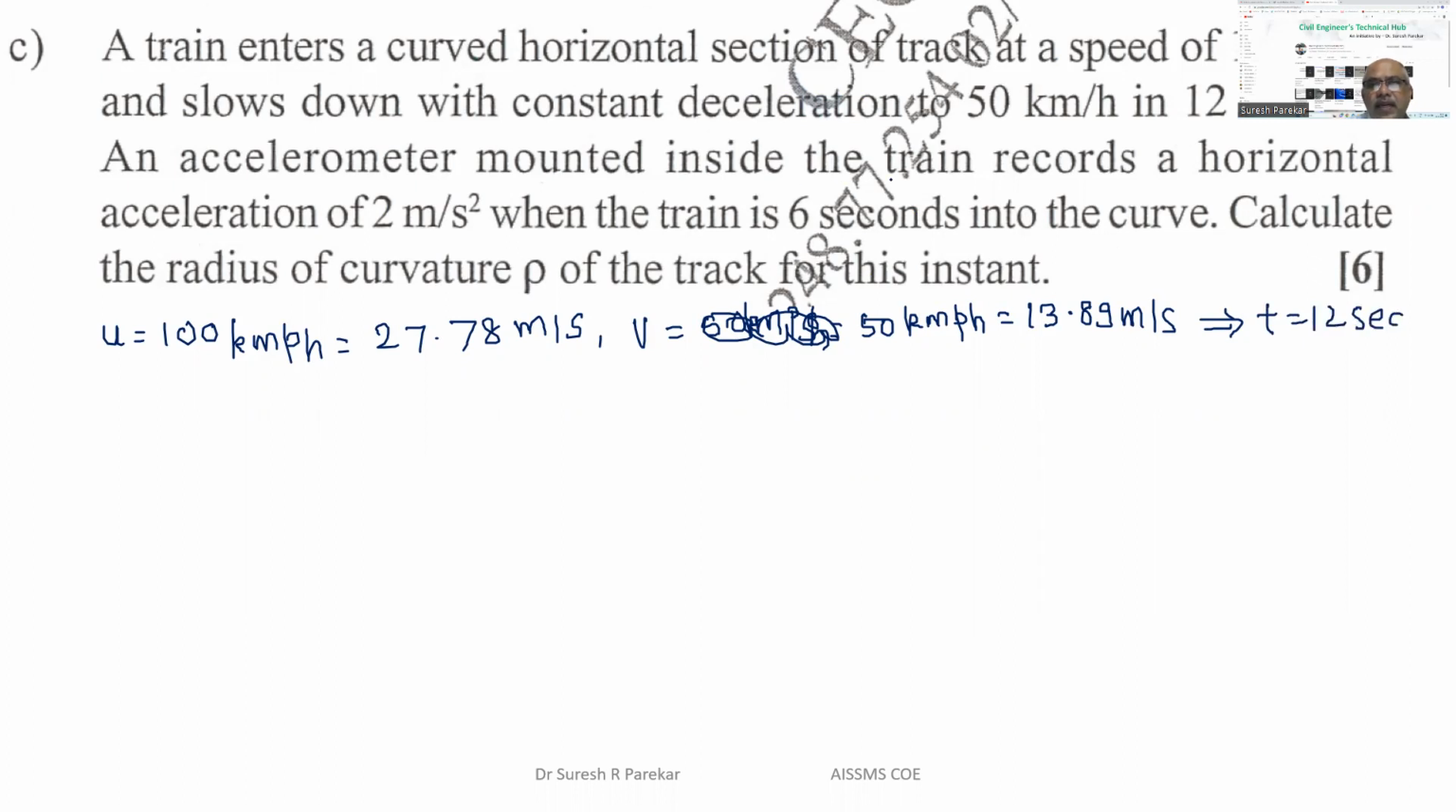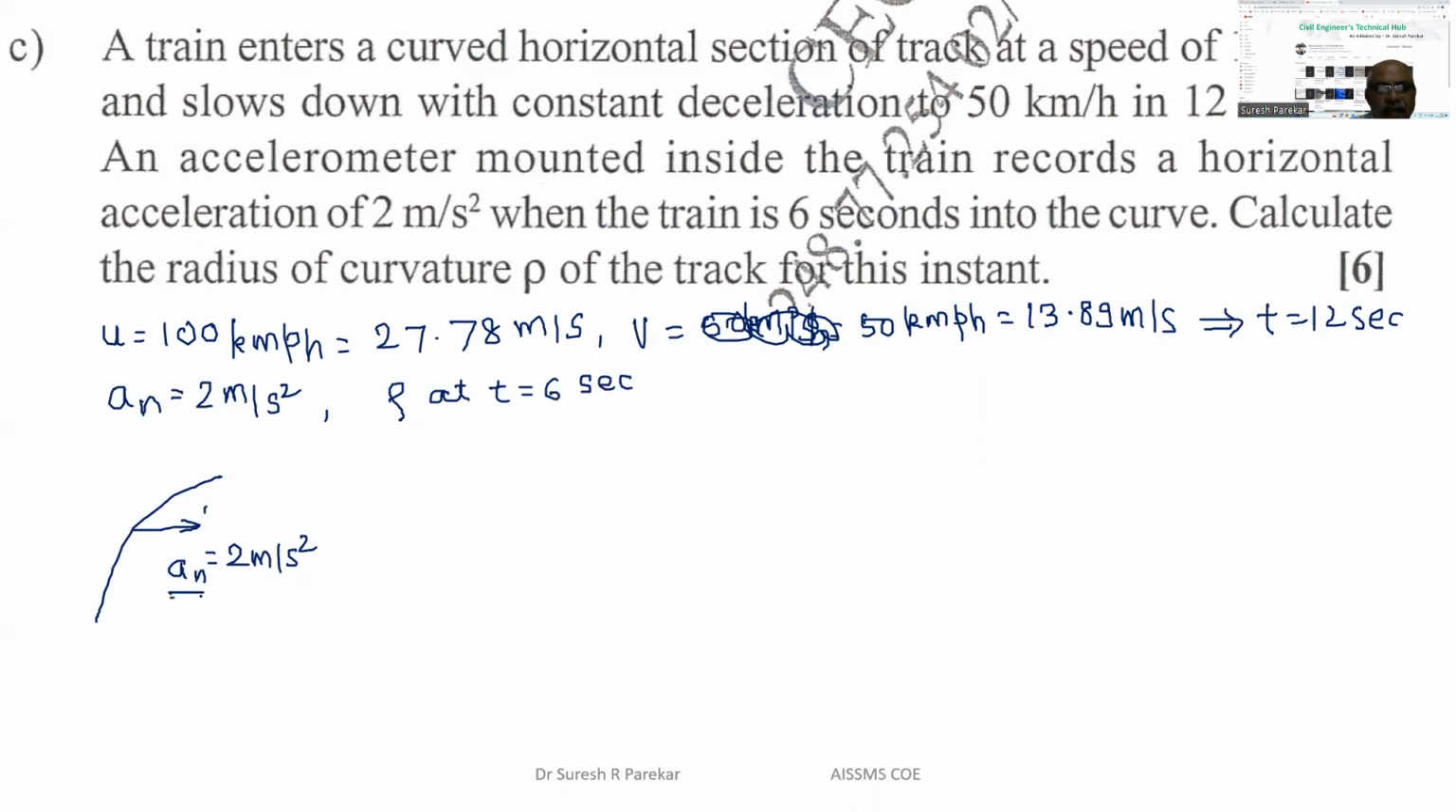An accelerometer mounted inside the train records a horizontal acceleration. So we have a, and as I have shown you, horizontal acceleration means if you are on a curve, you have at this point horizontal acceleration. So this value is a_n, 2 meters per second square. When the train is 6 seconds into the curve, now we have given t = 6, calculate the value of rho. So we have to find rho at t equal to 6 seconds.